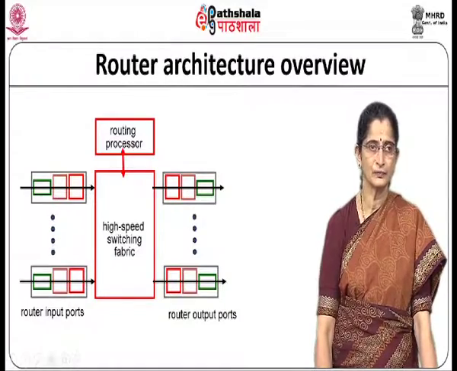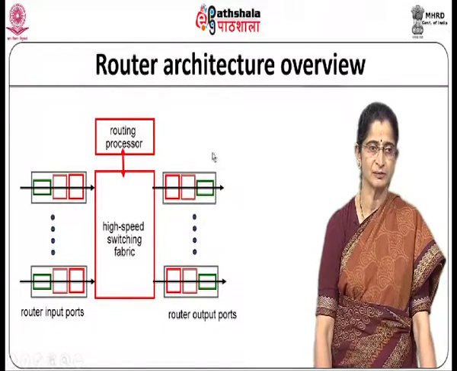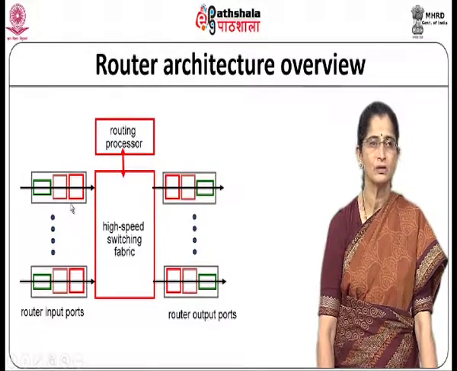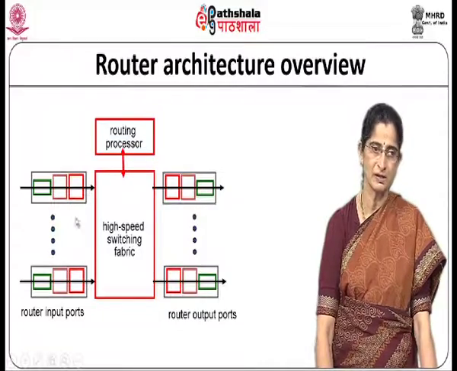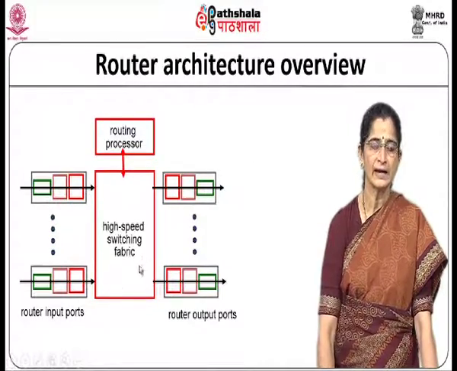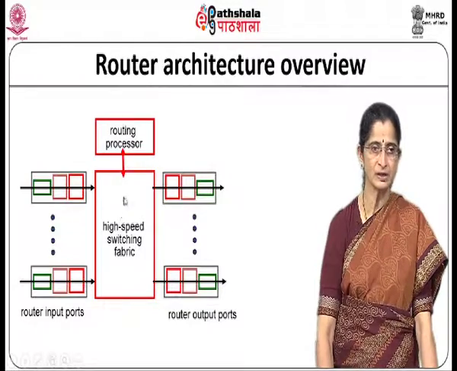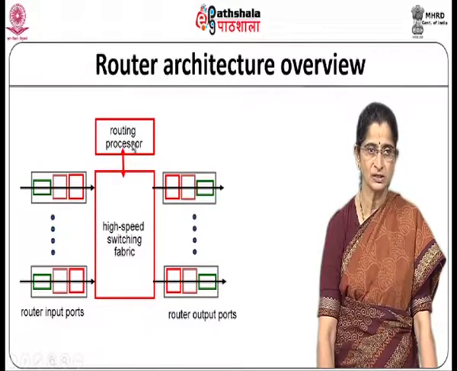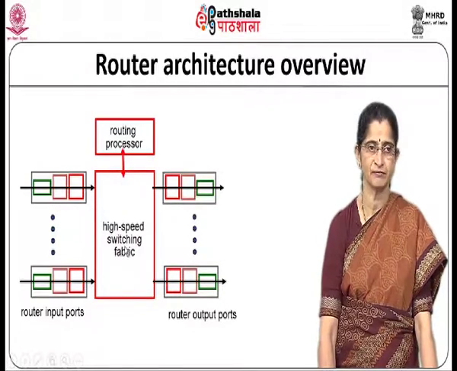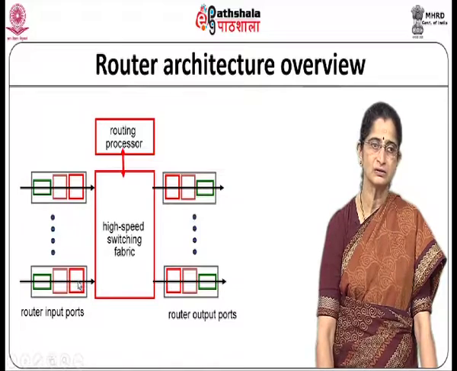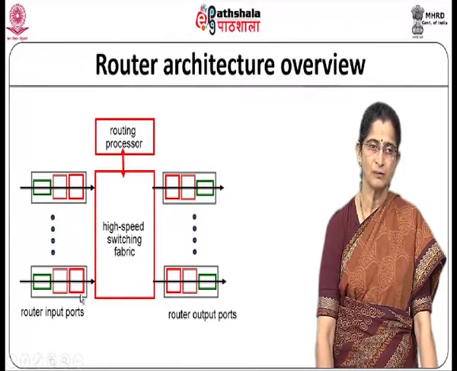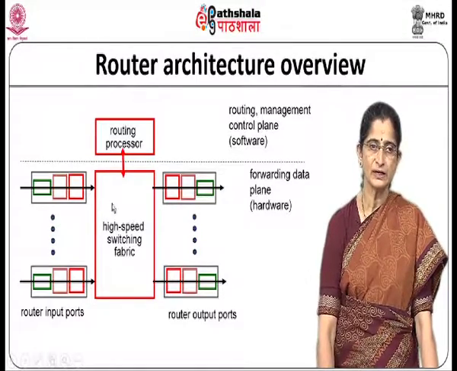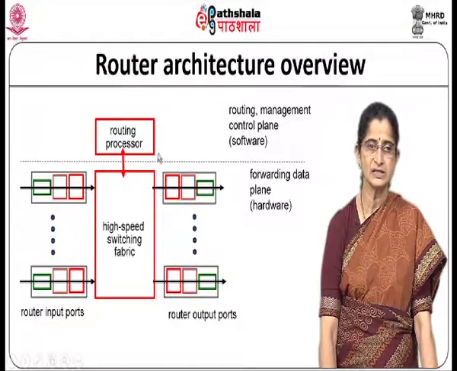If you look at the overview of a router architecture, typically it would have a set of input ports. Remember, we have been so far talking about input ports and output ports in routers. So, there will be input ports and a set of output ports, and there is a high speed switching fabric which is connecting the inputs with the outputs, and there is a routing processor which is responsible for setting up this switching fabric, which takes care of how packets are switched from one input port to an output port.